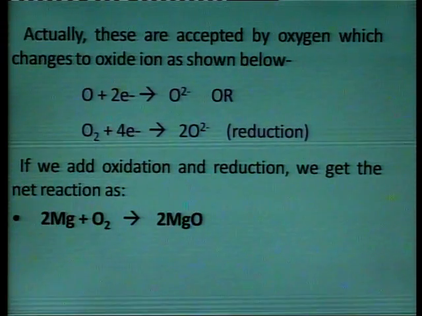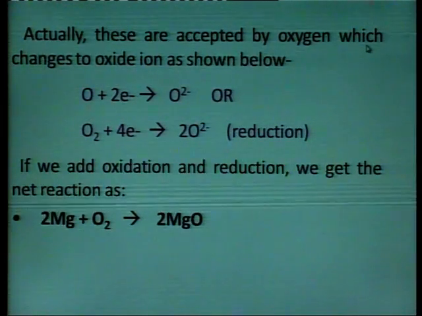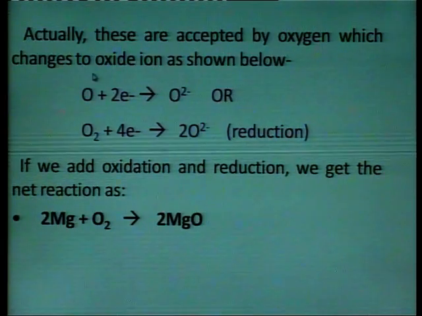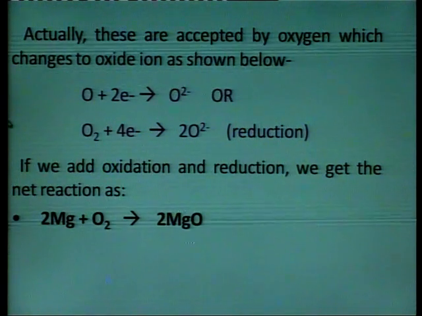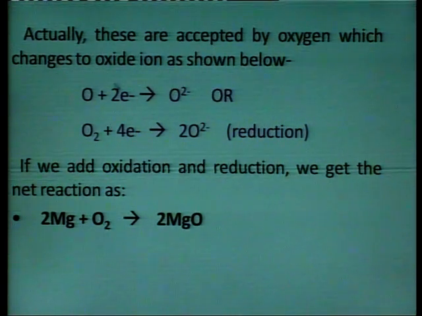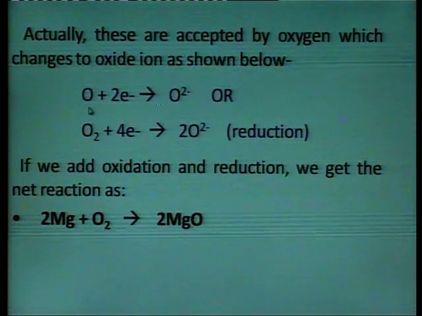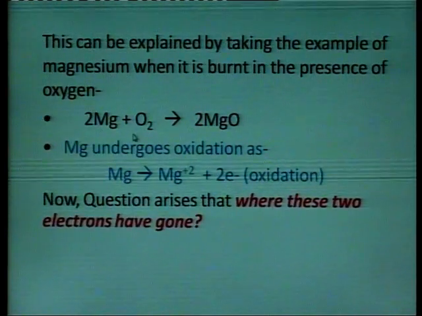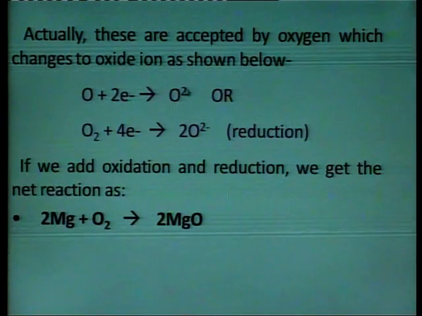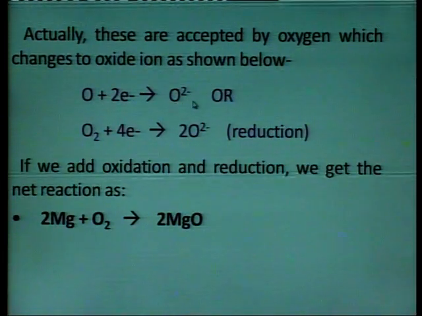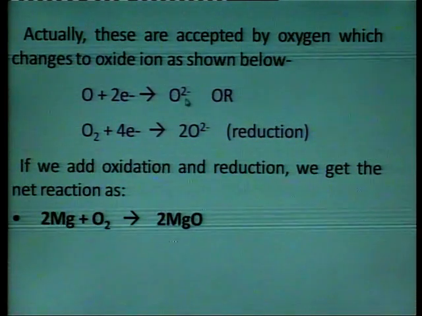Actually, what happens is that these electrons are accepted by oxygen, which changes to oxide ion as shown in the following reaction. The 2 electrons which are lost by magnesium are accepted by oxygen, that is the second reactant, and it changes into oxide ion, that is O2- ion, meaning the process of reduction is also taking place.